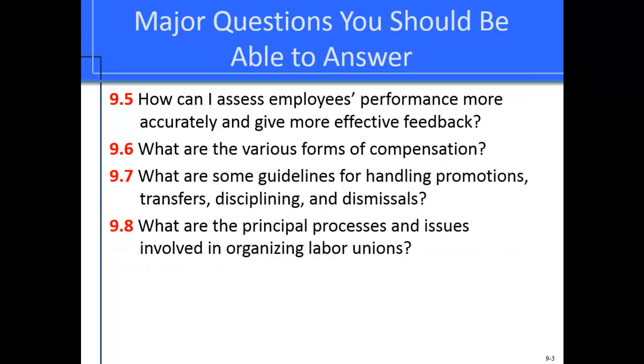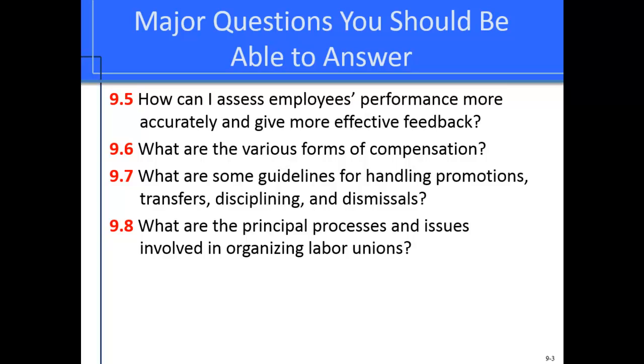Move on to 9.5, which is over performance appraisal. The major question for this part of the chapter is how can I assess employees' performance more accurately and give more effective feedback? Section 9.6 is over managing an effective workforce, compensation, and benefits. The question you should be able to answer for this section is, what are the various forms of compensation?